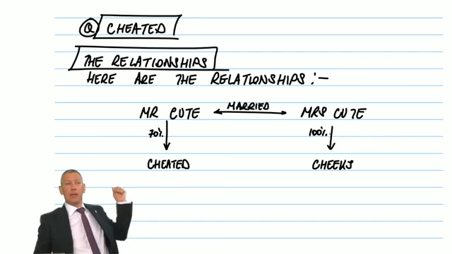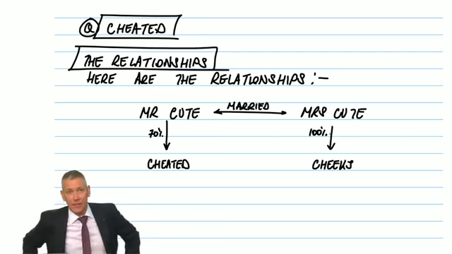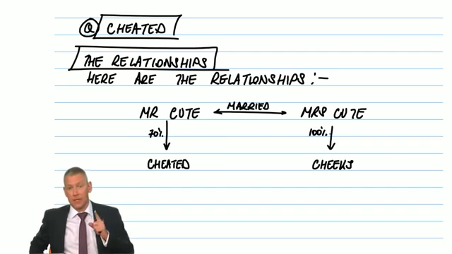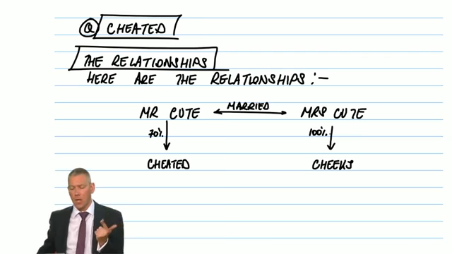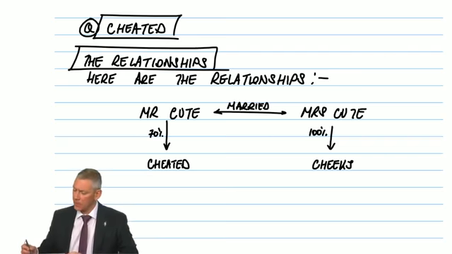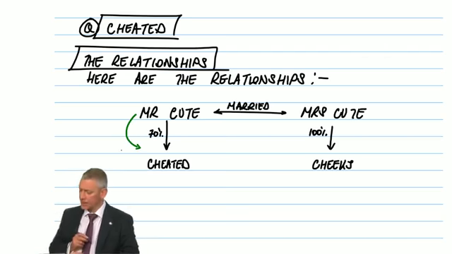But these black words, 70%, married and 100%, the technical name for these things is the legal form. And what we don't want is the legal form, what we want is the underlying substance. And the fancy name for the commercial substance is control or influence. So what is the relationship between Mr. Cute and Cheated? That is control.